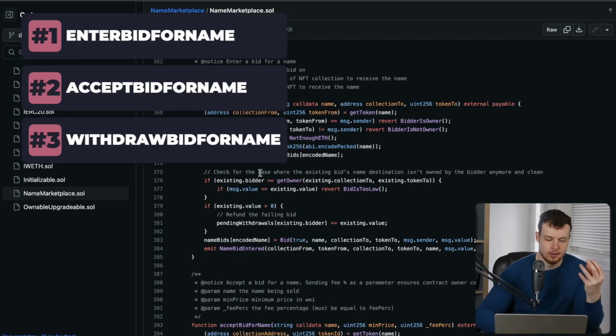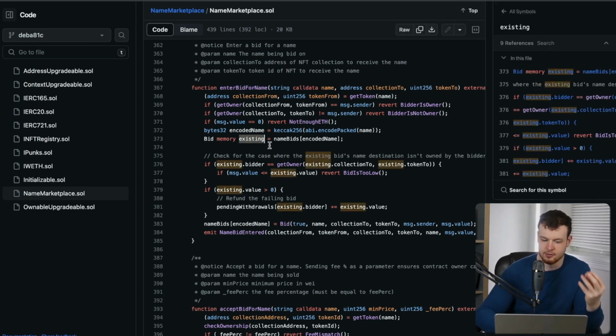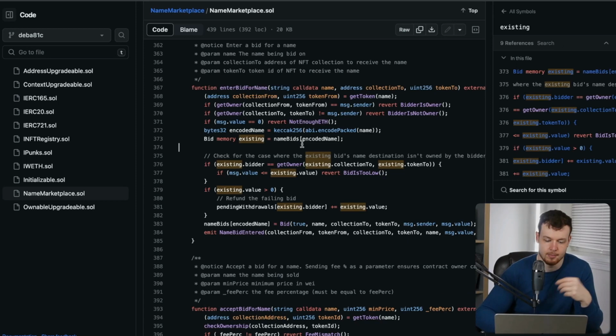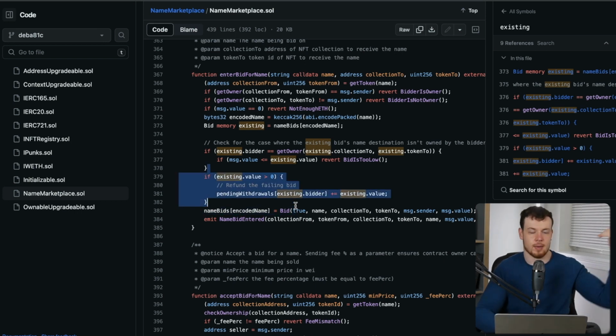And really the key here is that when I enter a bid for a name, what's happening is, of course, we're checking the existing bid for the name. There can only ever be 1 bid at a time for a specific name. And then what we can do is choose to overwrite that bid, the existing one, if we have actually provided a higher message.value, right?